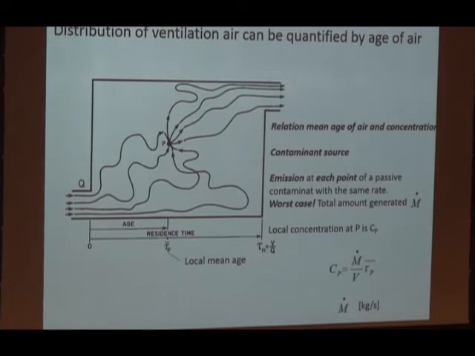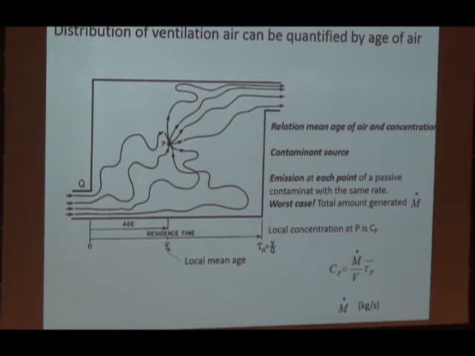And one way of quantifying how air is distributed is to introduce the age of air. Air is born when it enters the room through the supply and dies when it leaves through the extract duct. And this is something you can measure. There are standards for this. I will not go into detail about this, but there is one important thing I want to point out.